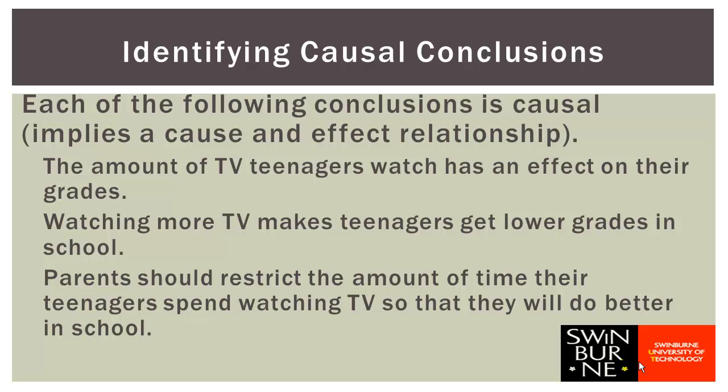The second one, watching more TV makes teenagers get lower grades in school, again, is a fairly obvious causal conclusion. But the third one people tend to miss as being a causal conclusion, but it is also implying a cause and effect relationship. Parents should restrict the amount of time their teenagers spend watching TV so that they will do better in school. Now, that recommendation suggests that it's the amount of time spent watching television which is going to affect the grades in school. It's a causal conclusion.